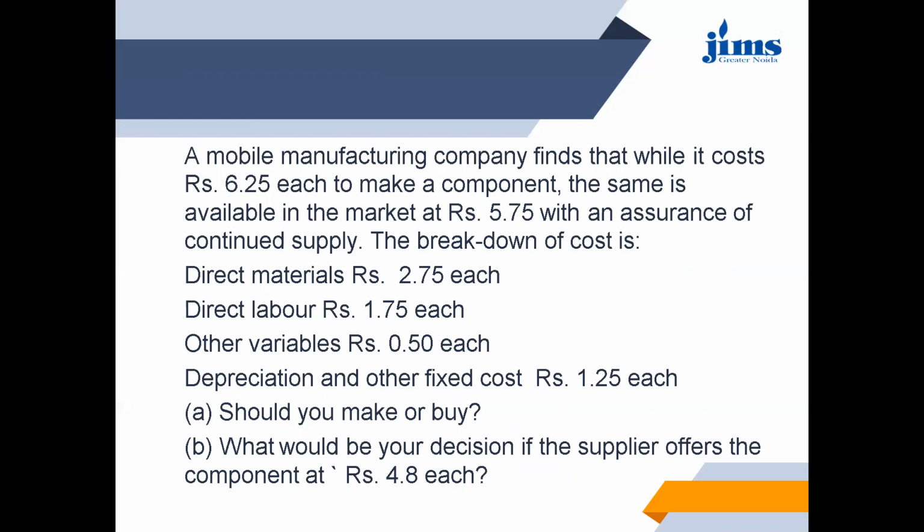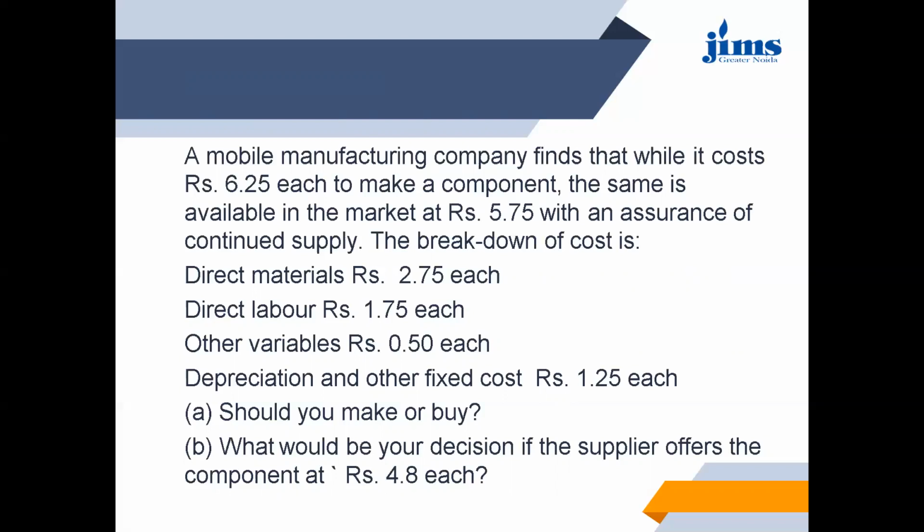Now the breakdown of that total cost is given. Direct material is 2.75 each. Direct labor is rupees 1.75 each. Other variable expenses are 0.50 each, while depreciation and other fixed cost is 1.25 each. So the total cost is 6.25. That means it has a fixed component also and a variable component also. But when we take a make or buy decision, we consider only the variable component.